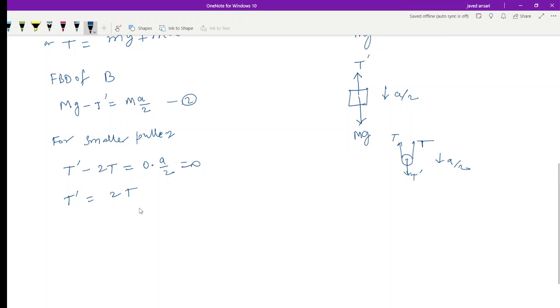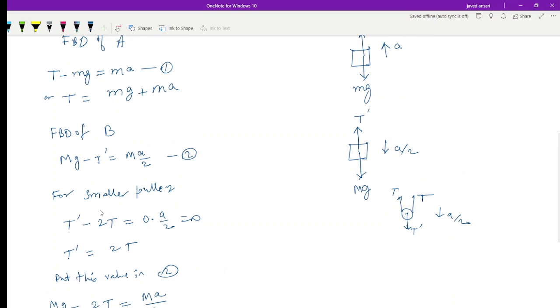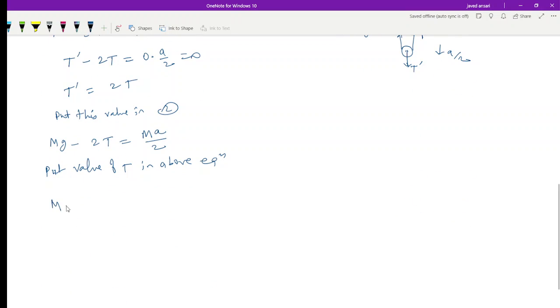So put this value in equation number 2. It will become mg minus 2t equal to ma by 2. Put the value of t in the above equation. So the value of t we already know, mg plus ma. So mg minus 2 times (mg plus ma) equal to ma by 2. It's just a matter of solving this now.